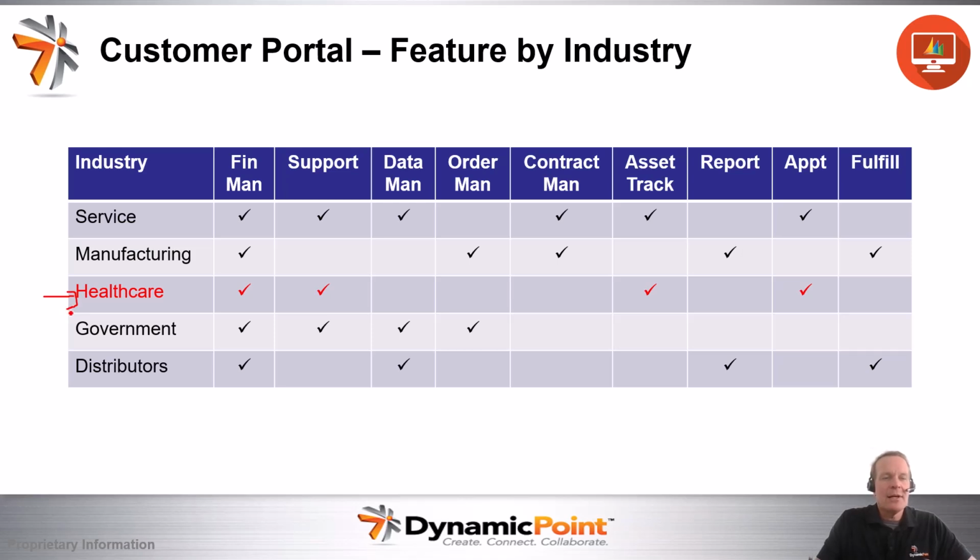And before I go through these, let me say that this analysis is hard, right? Because any industry could really use any feature just depending on their use case. But again, we had to look at the ones that are the most popular. So for healthcare, we landed at financial management, support, asset tracking, and appointment management.